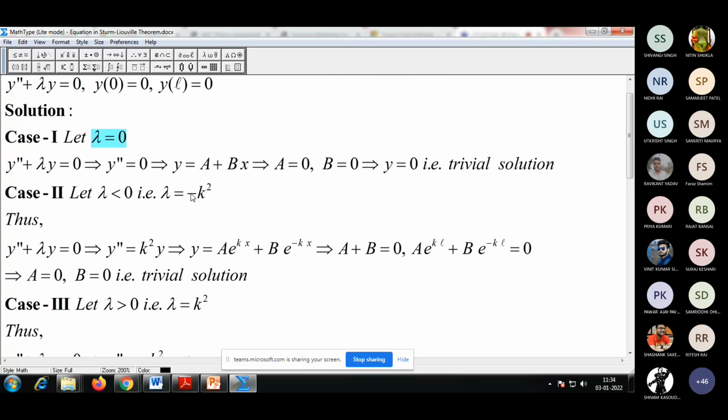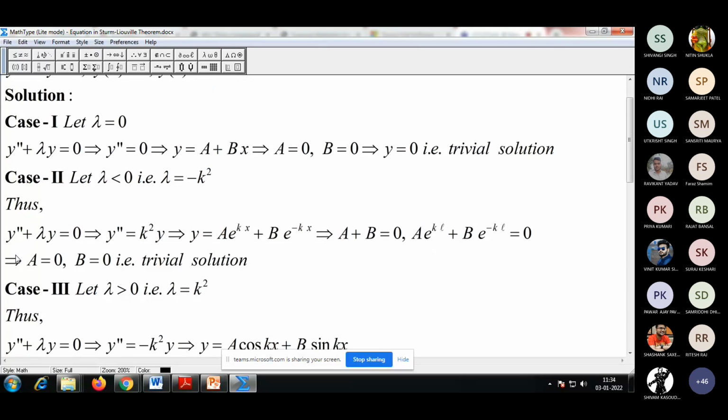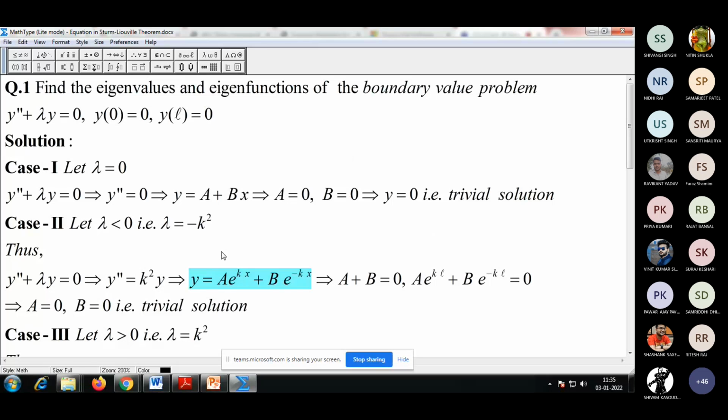Then lambda equal to minus k square. Thus in this case, y double dash plus lambda y equal to 0 will become y double dash plus, with lambda as minus k square, minus k square y equal to 0. So the solution of this differential equation will be a e power kx plus b e power minus kx. So in this case, again we are going to use the boundary conditions.